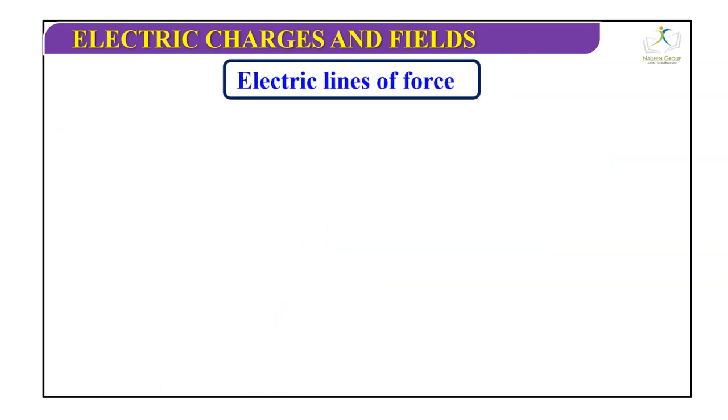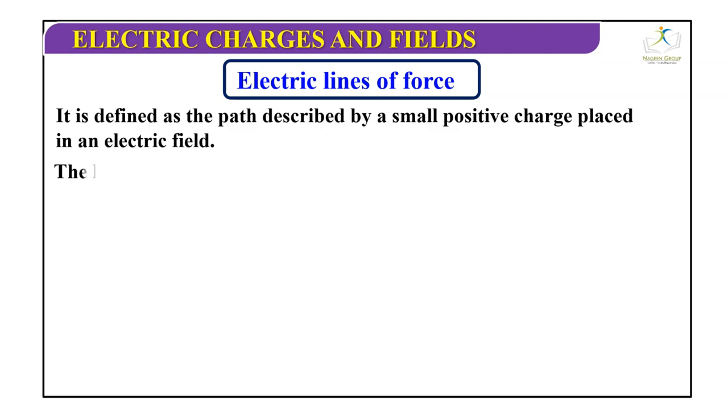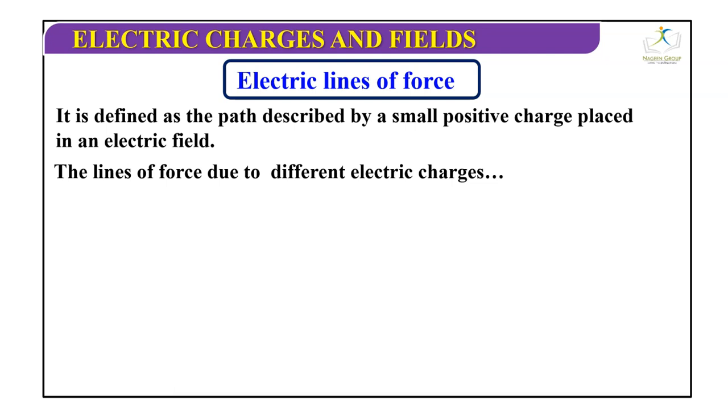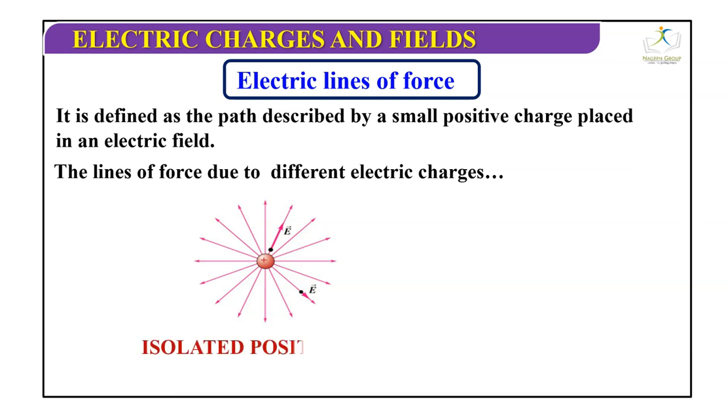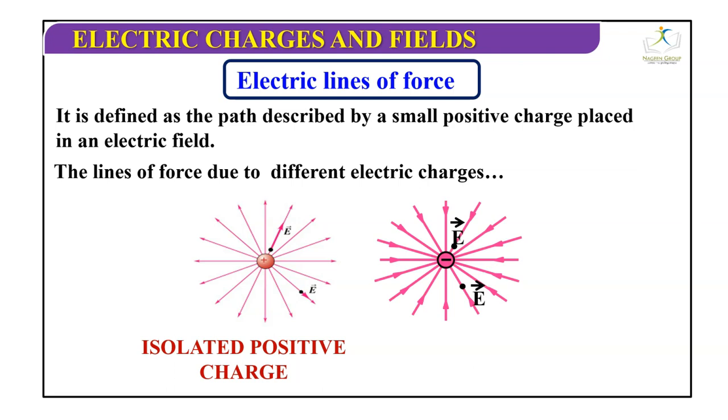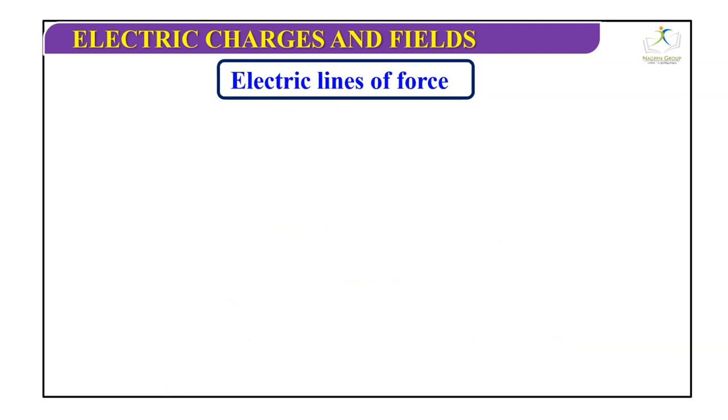Now, electric field lines of force. It is defined as the path described by a small positive charge placed in an electric field. The lines of force due to different charges are different. Let's see what these are. For the positive charge, electric field lines are radially outward. This will be for the isolated positive charge, and radially inward will be for the isolated negative charge.